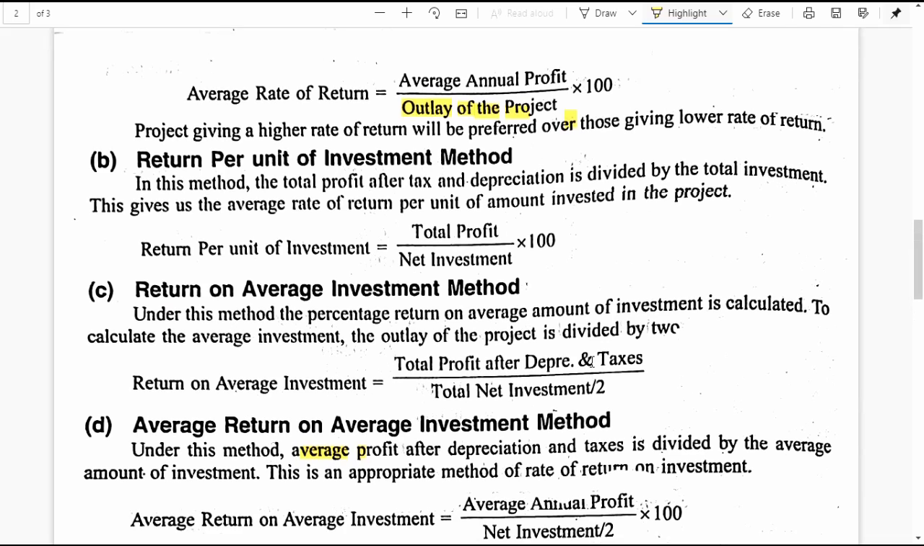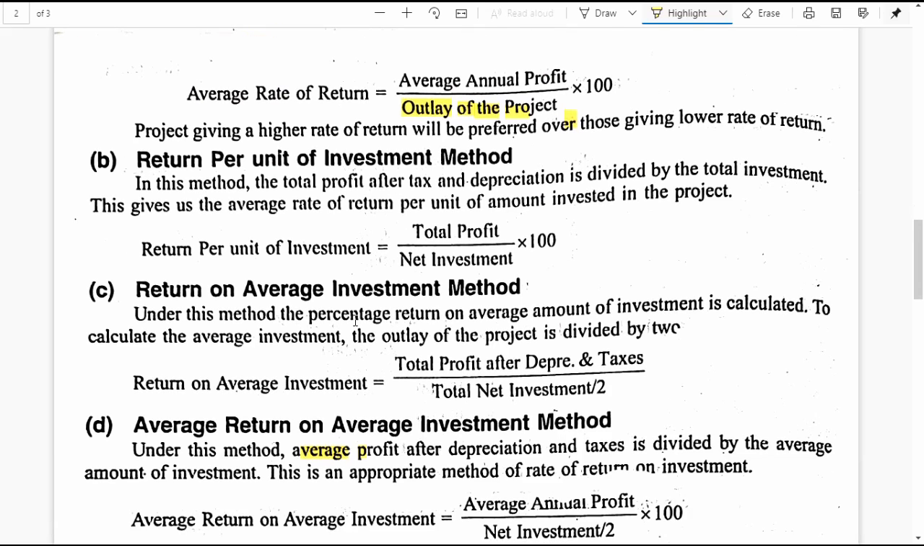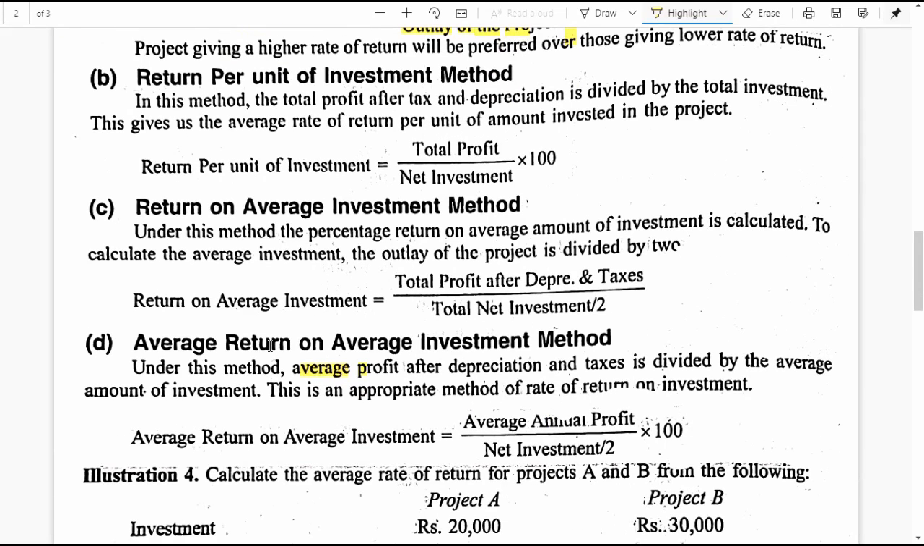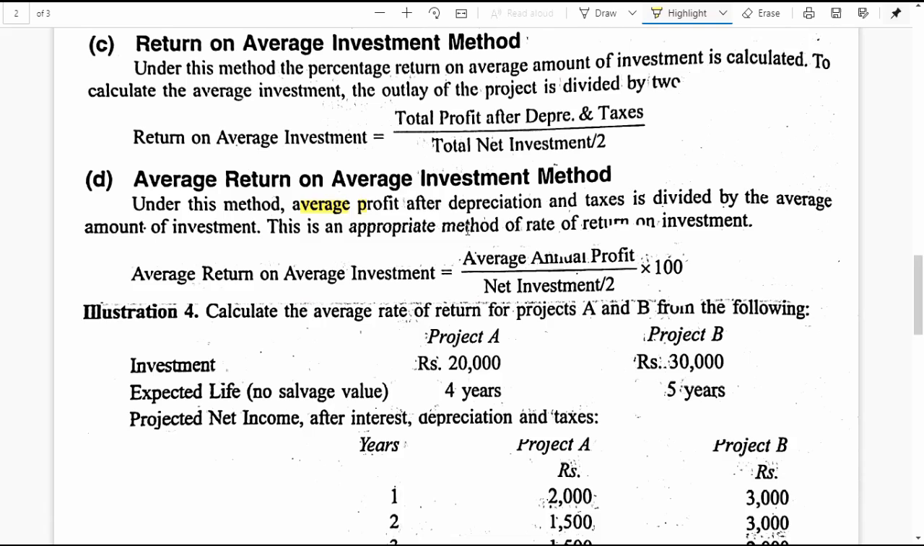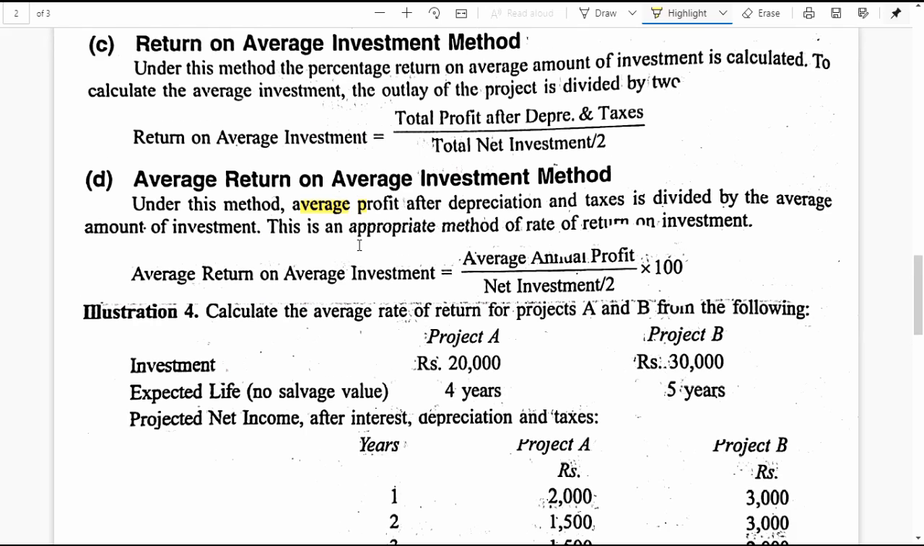Among the 4 methods, the first method, average rate of return method, and the fourth method, average return on average investment method, are widely used, whereas the second and third methods are only in theory form. I don't find any concerns widely using the second and third methods for evaluating their investment proposals. Now let's look into the problem given and how to calculate the average return on original investment and average return on average investment. That means the first method and the fourth method.